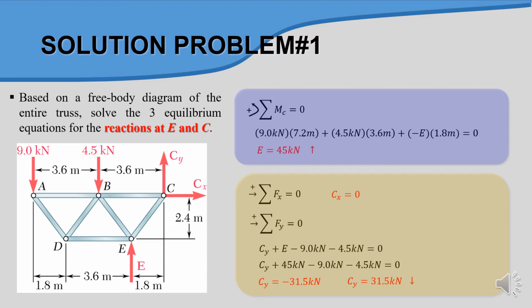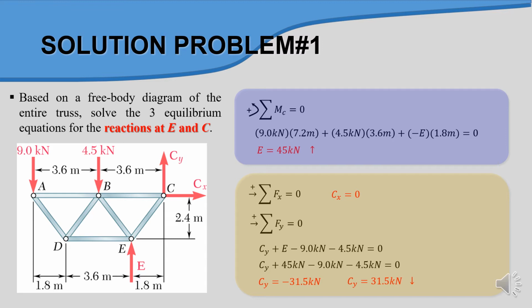So we have Cx is equal to 0. That means in this position, the component Cx has no force. And for the y-axis, the sum of forces is equal to 0. We have 4 forces acting on the truss, which come from 9.0 kilonewton, 4.5 kilonewton, Cy, and finally we have Ey.